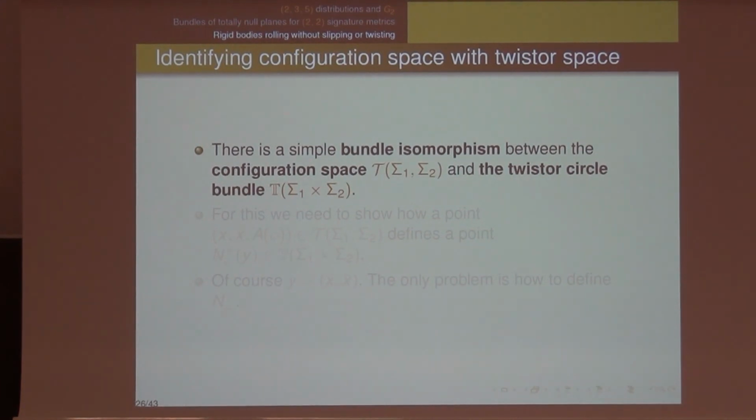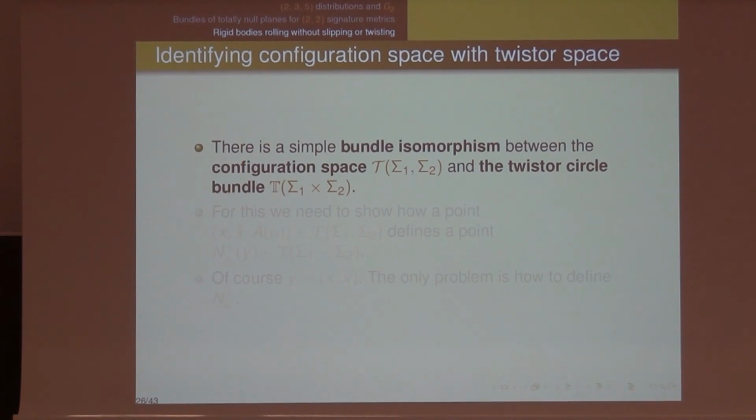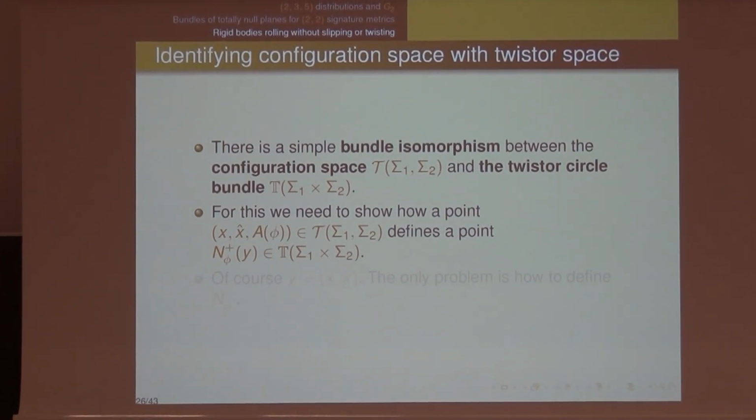It turns out God would be cruel if these two spaces were not the same. And actually, there is a simple bundle isomorphism between the configuration space of these rolling surfaces and this circle Twistor bundle over this split signature manifold, which is the Cartesian product of the boundaries of these surfaces. So one has to think how to create this isomorphism. In the configuration space, I have a point on one surface, a point on the other, and the rotation. And on the other space, the point is just a totally null plane.